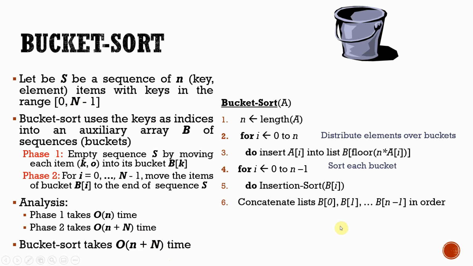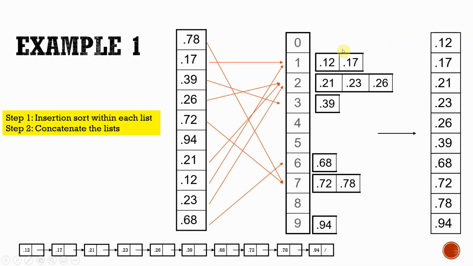The algorithm for it is basically that we distribute elements over buckets. We insert A[i] into the list B, and for each of these buckets we do sorting. So you see that here we have different lists.